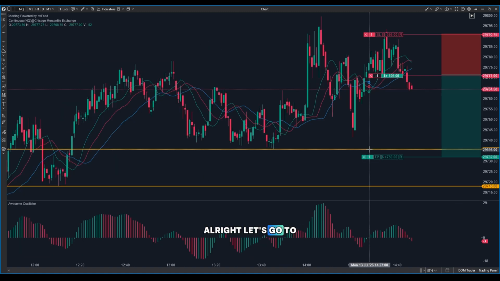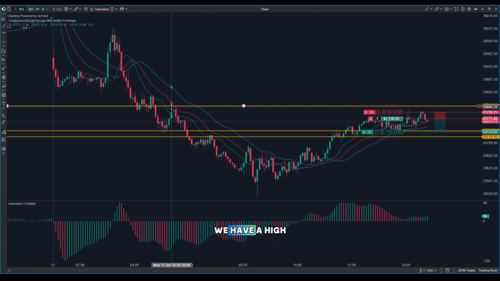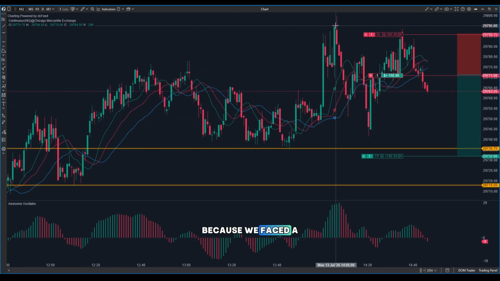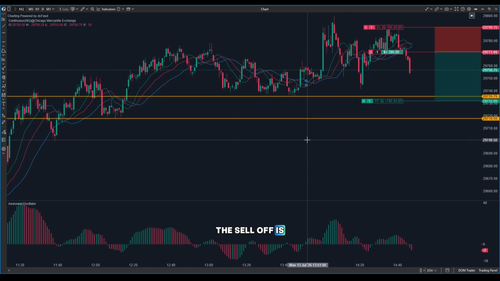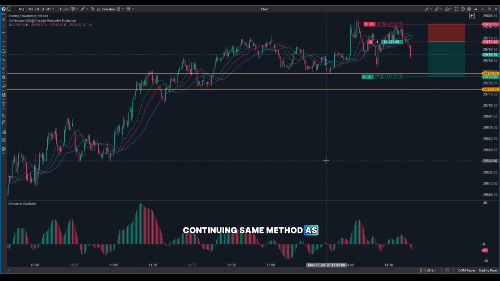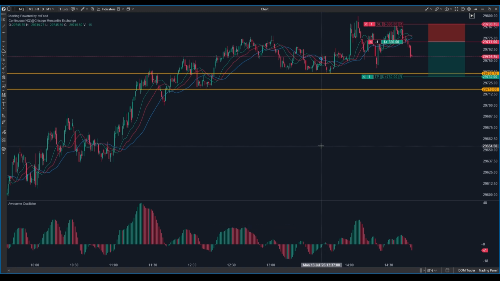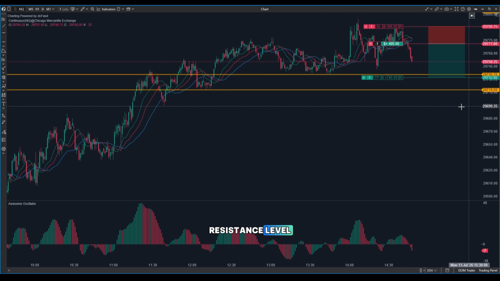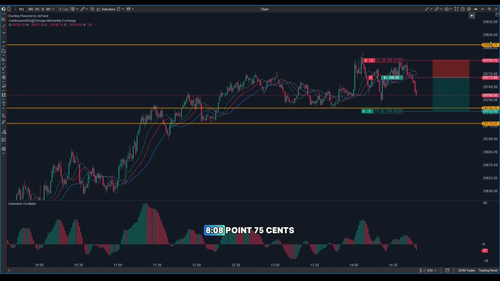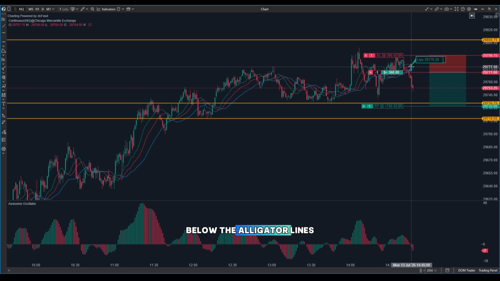All right, let's go to this trade. I mentioned 5 minutes time frame. We have a high. The price came short. How do I know it came short? Because we faced a sell-off. The sell-off is continuing. Same method as I traded last time. This playbook is when the price comes short to a significant resistance level. In this case, that's 808.75 cents.